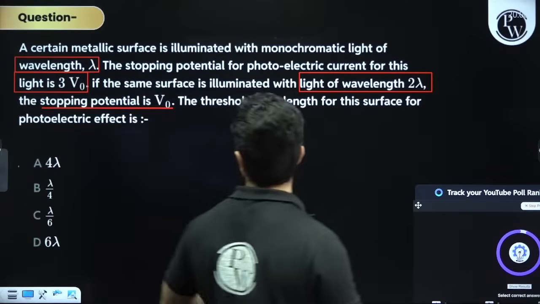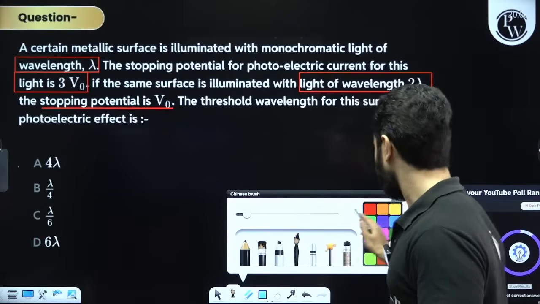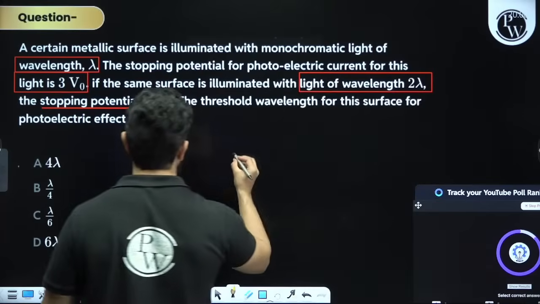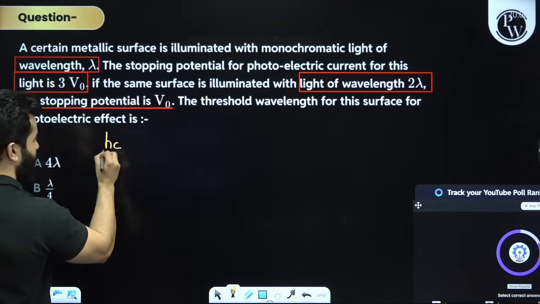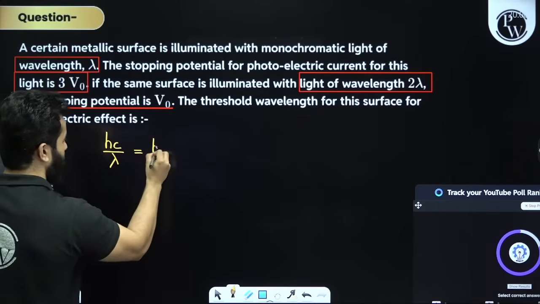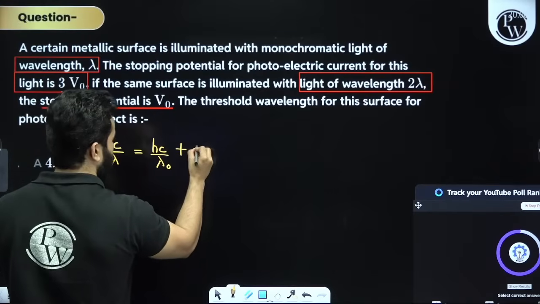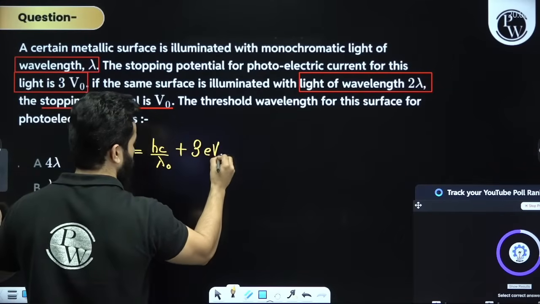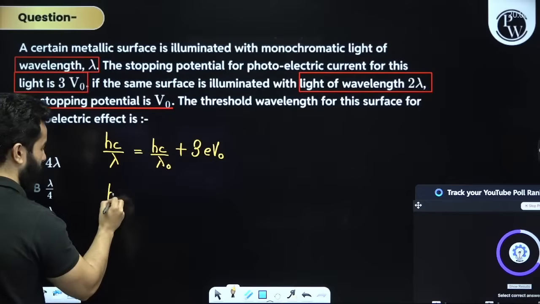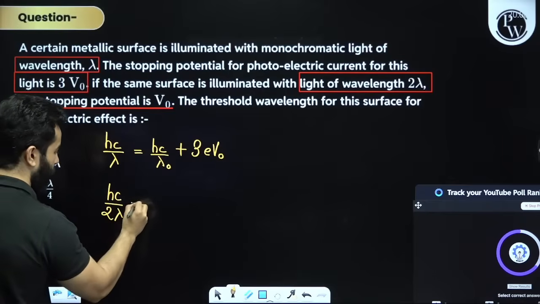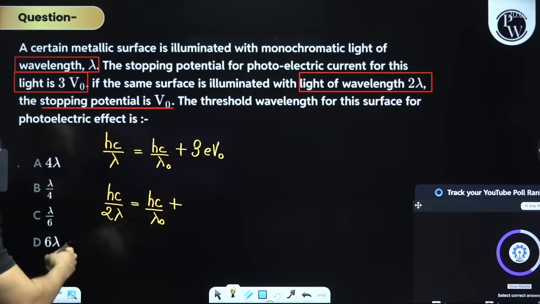First of all, they are saying that wavelength is lambda. Let's assume the threshold wavelength to be lambda naught, right? So we are going to write something like this, that hc by lambda is equal to hc by lambda naught plus stopping potential 3V0. So this will become 3eV0, and then wavelength becomes 2 lambda. So hc divided by 2 lambda is equal to, this will remain the same, that is hc divided by lambda naught, plus now the stopping potential has become V0.